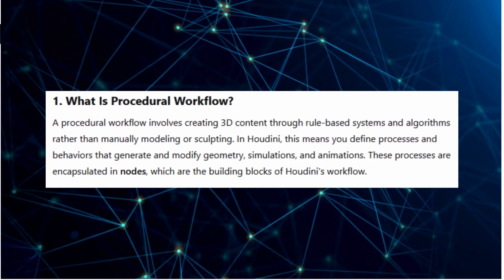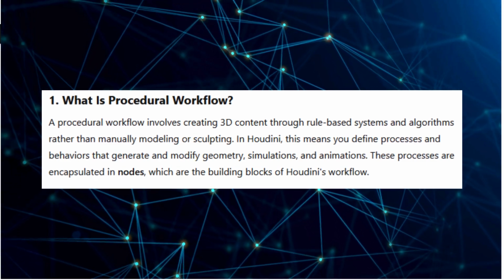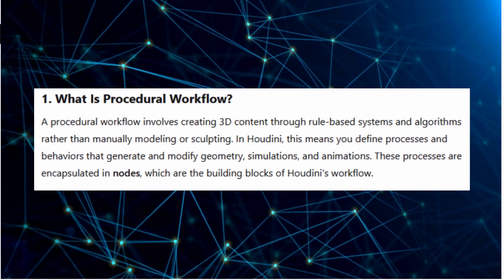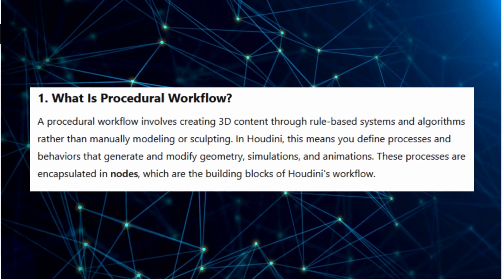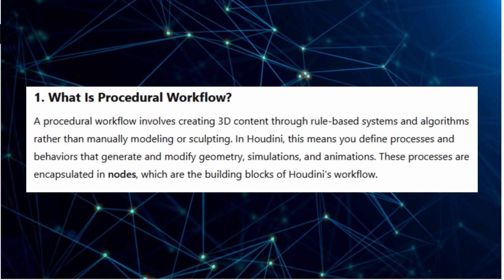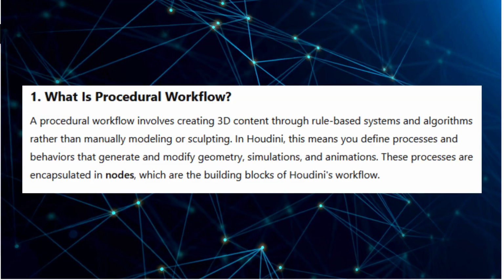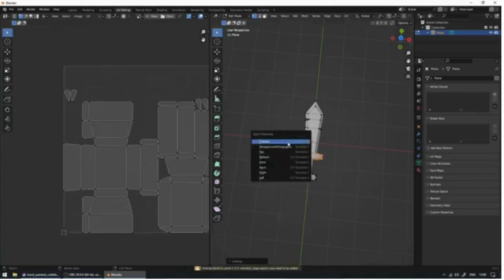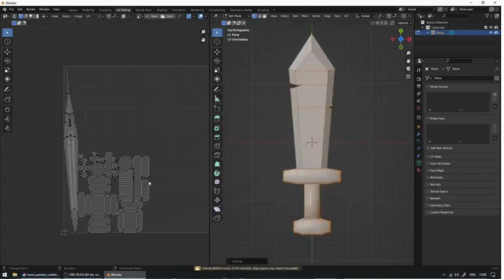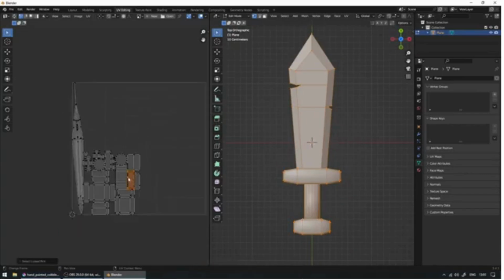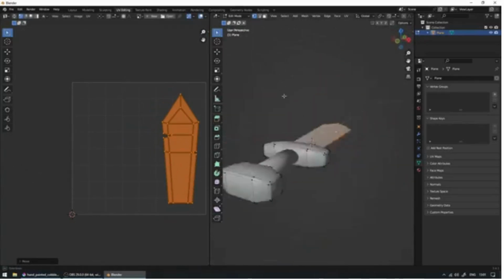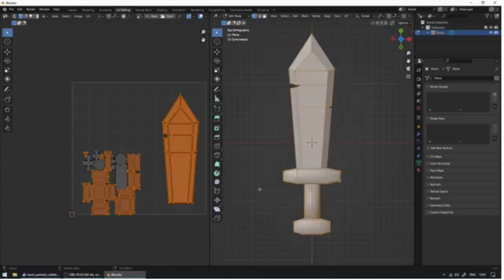Again, keep in mind, this video is more for people who have some experience in UV Python and related to 3D modeling and game development. So I'm probably not going to go into too much basics, and I'm moving directly towards the more technical sides of these things. Generally speaking, a procedural workflow involves creating 3D content through rule-based systems and algorithms rather than manually modeling or sculpting. In Houdini, this means you define processes and behaviors that generate and modify geometry, simulations, and animations. These processes are encapsulated in nodes, which are the building blocks of Houdini workflow.